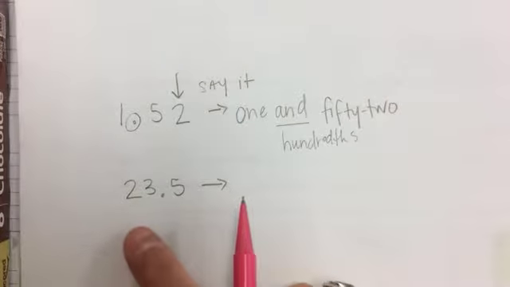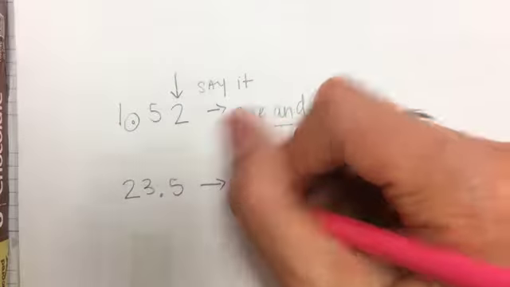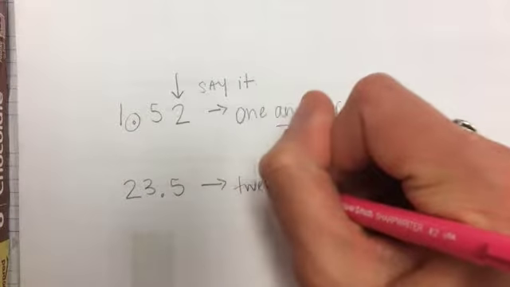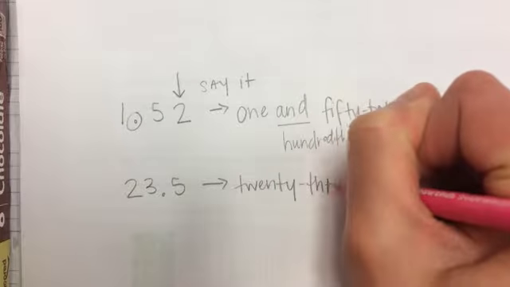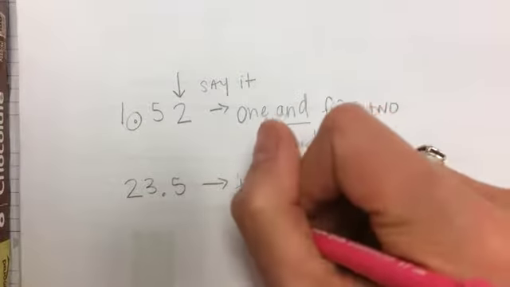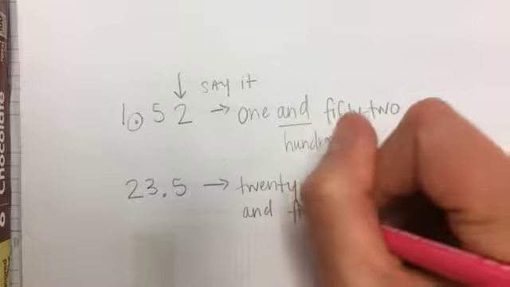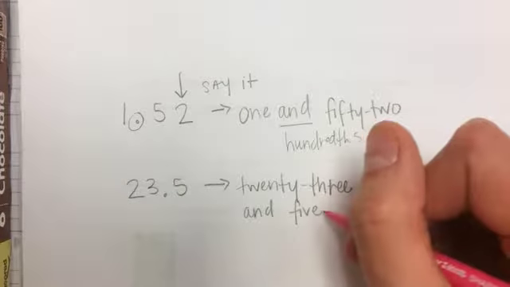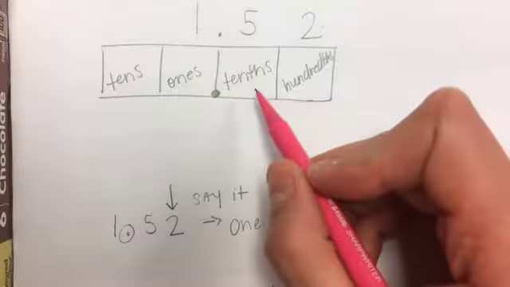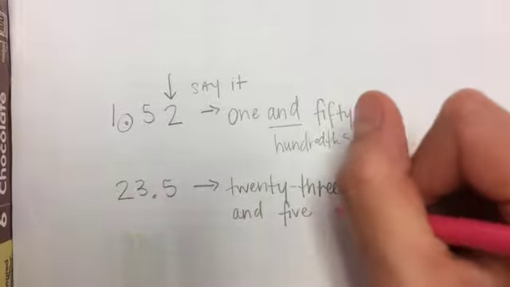Okay, and we do the same thing with this number right here. So first we start out with what we know, 23. We get to the decimal point, that's the word and. We say 5, and then the 5 is actually this time in the tenths place, so we say tenths.